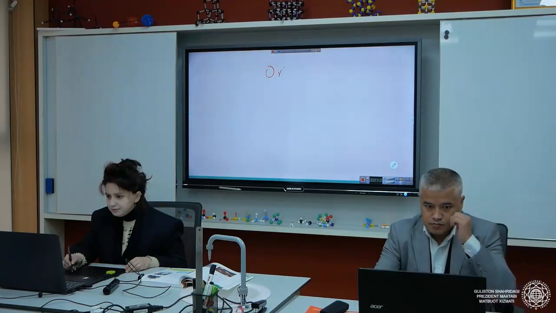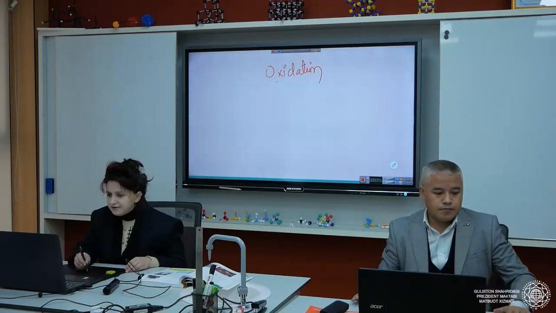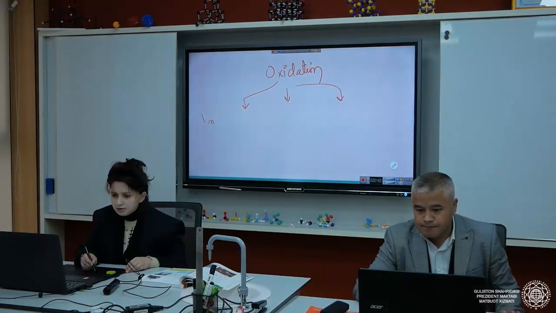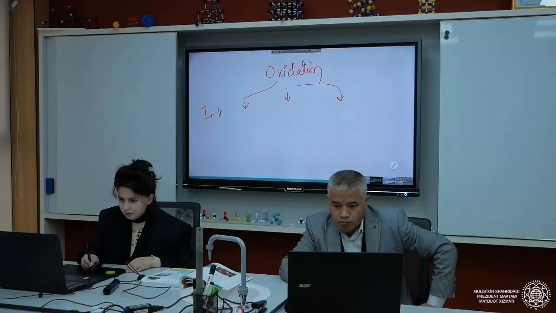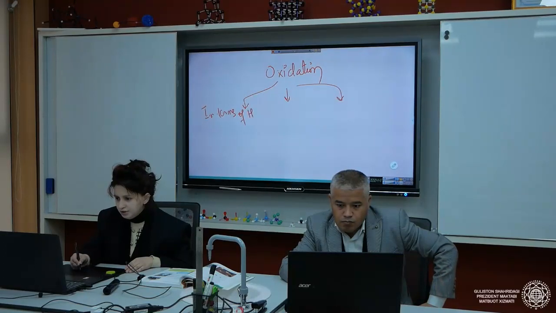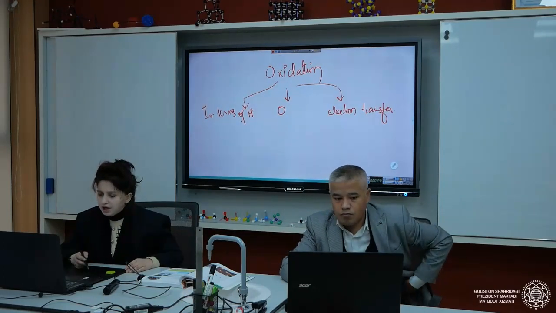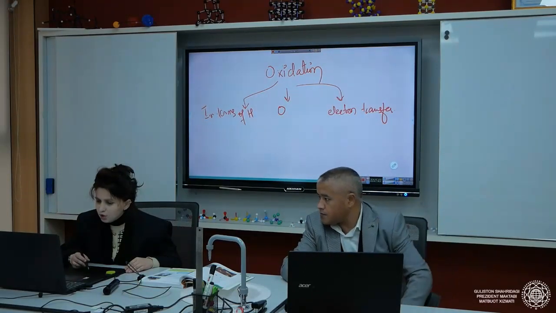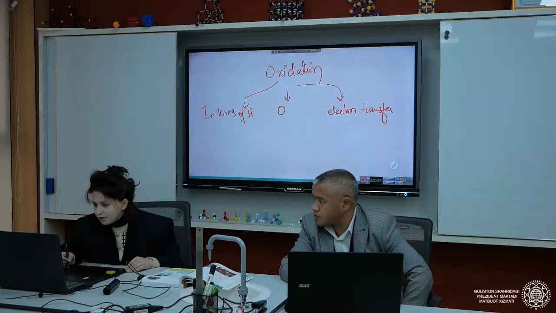Okay, let's have a look. Oxidation. Oxidation we can define in 3 terms: in terms of hydrogen, in terms of oxygen, in terms of electron transfer. Okay, when we define oxidation in terms of hydrogen or oxygen, that is the old concept, and when we define oxidation and reduction in terms of electron transfer, that is the modern concept.